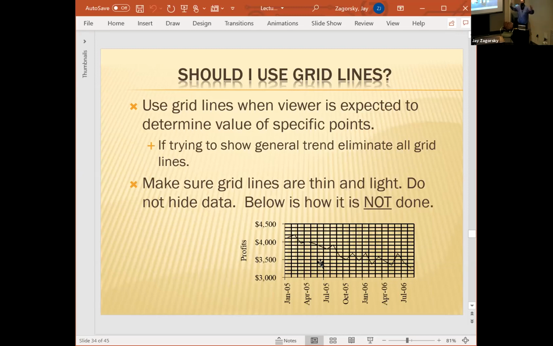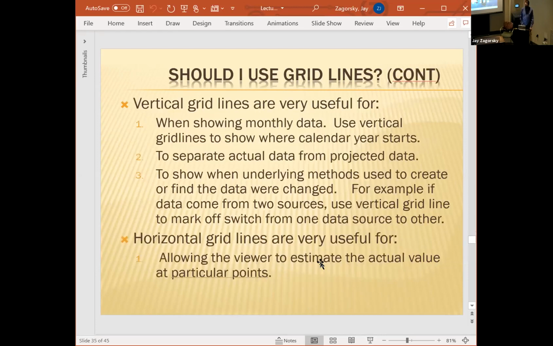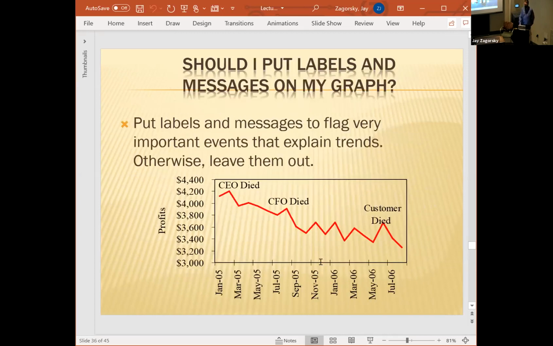Don't go overboard on grid lines. Grid lines are really useful for showing when there's monthly data, to separate actual from projected, to show when methods change, or to allow people to estimate very particular points.